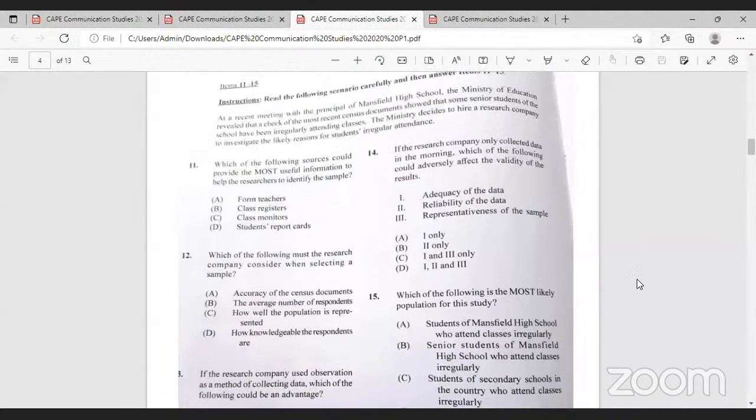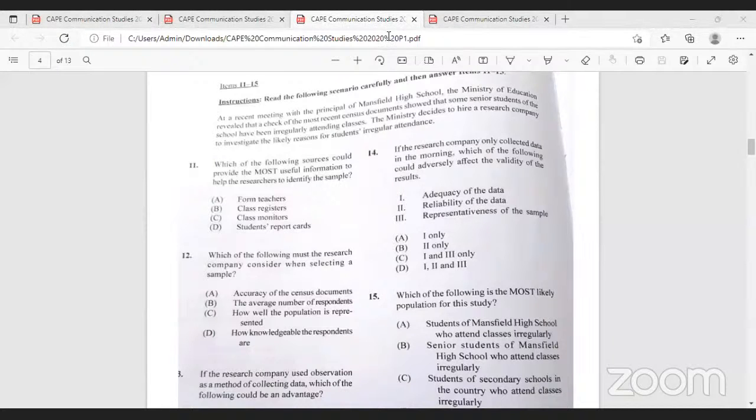So B. 14, if the research company only collected data in the morning, which of the following could adversely affect the validity of the results? Is it adequacy of the data, reliability of the data, or representativeness of the sample? 1 only, 2 only, 1 and 3, or 1, 2, and 3?